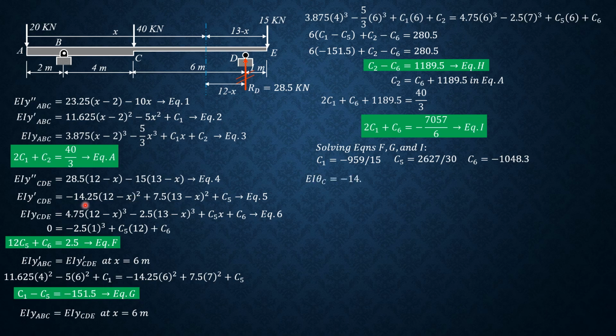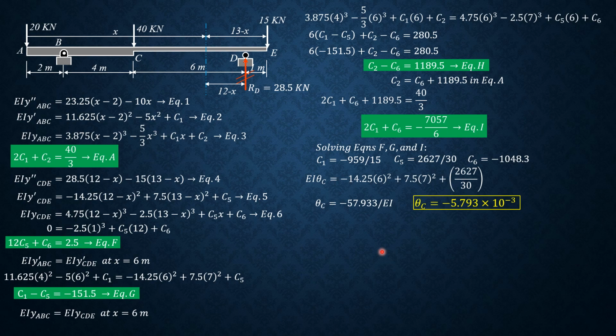So EI theta C equals negative 14.25 times 6 squared plus 7.5 times 7 squared plus c sub 5, which is 2627 over 30. So we expect theta C to be the same. Theta C is negative 57.933 over EI, which is the same as before. So divided by 100,000, so theta C is negative 5.793 times 10 to the negative 3 radians. Or simply do not put the units.